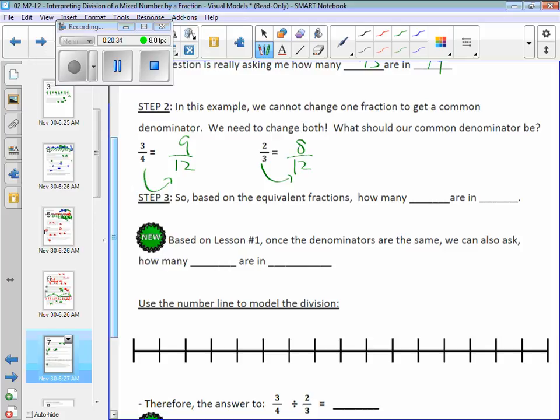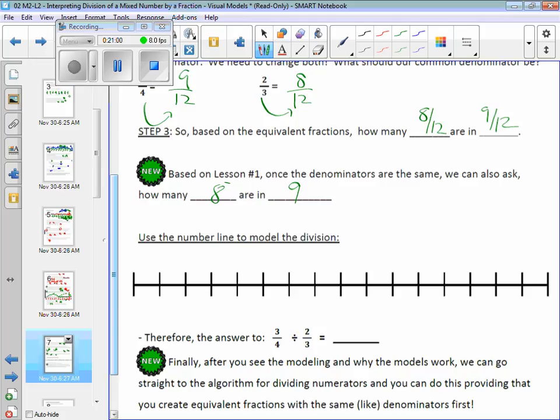Rewrite the think statement now. How many what and what? Good. Denominators are the same. That's our goal. What's our go-to? What's our leap by? Okay.